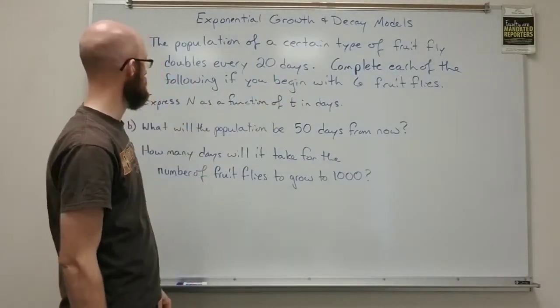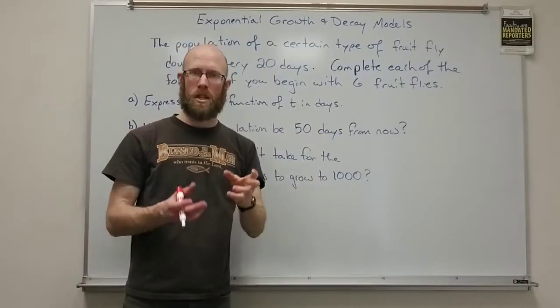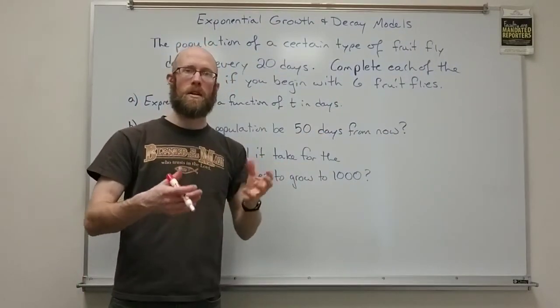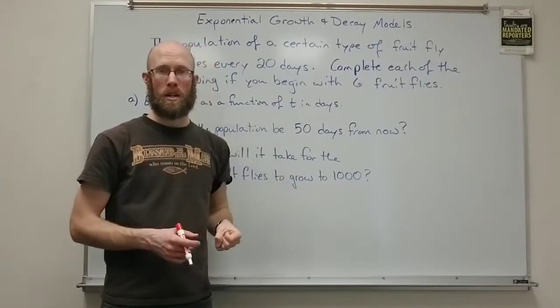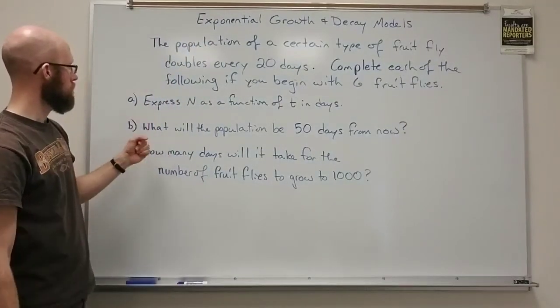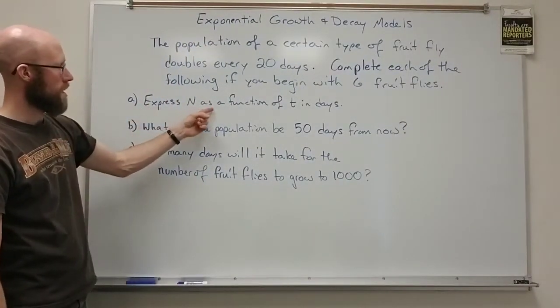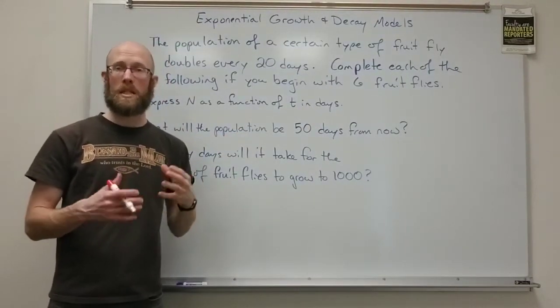It says complete each of the following if you begin with 6 fruit flies. So you just take 6 of them, put them in this environment, and they start doubling. So after 20 days you'd have 12, and after 40 days you would have 24, and so on, okay? So here, the first part is express n as a function of t in days. So we're going to define time to be in days.